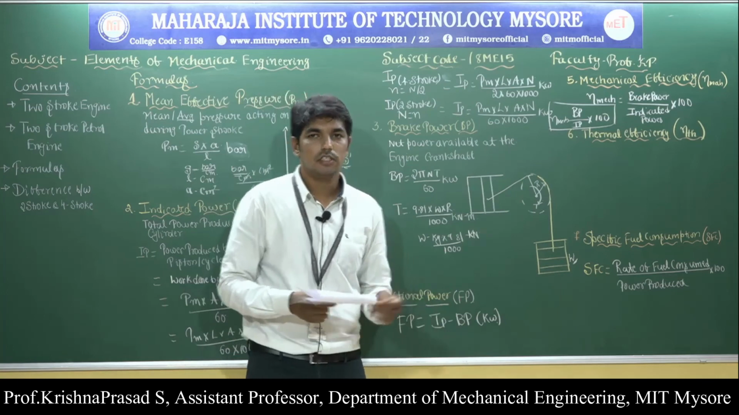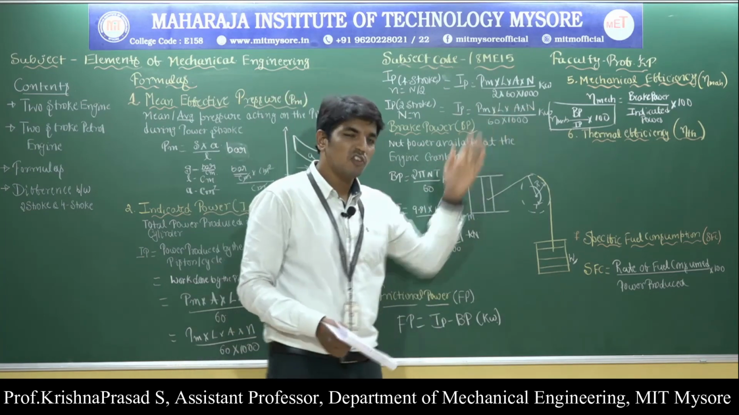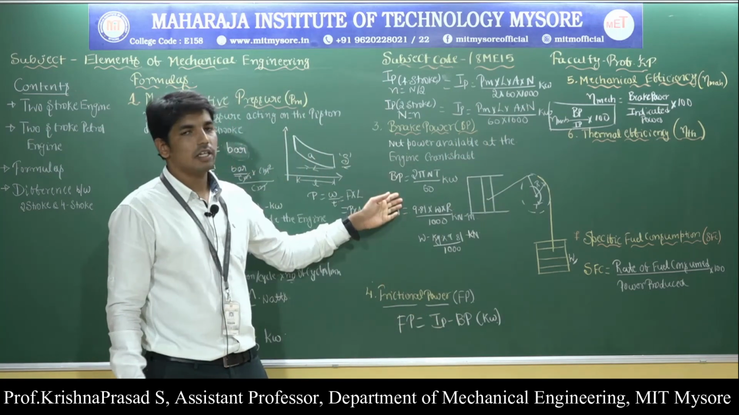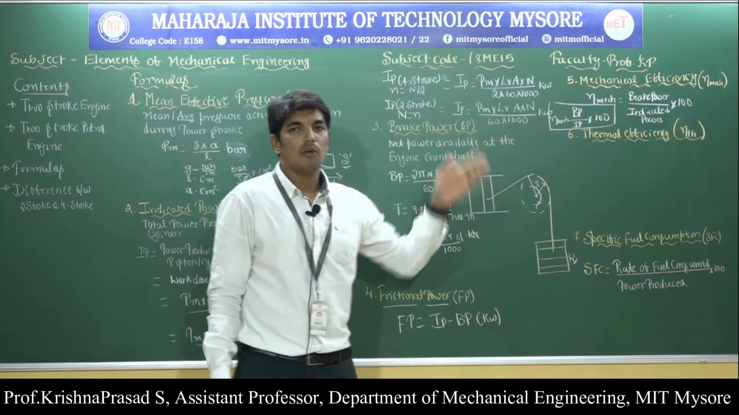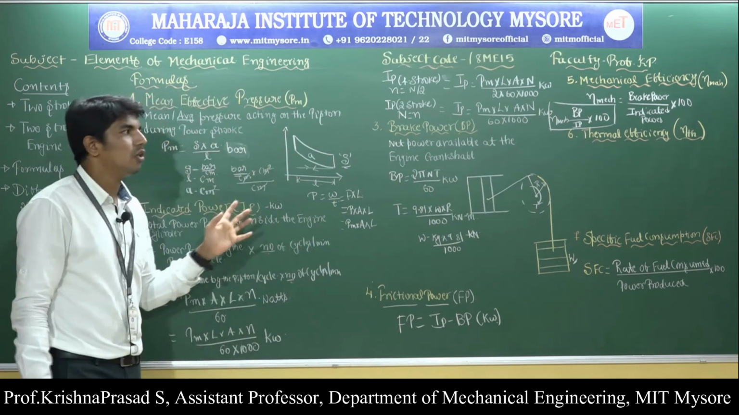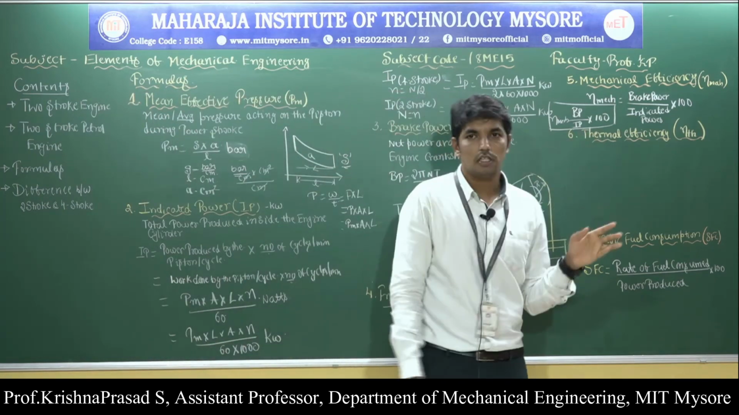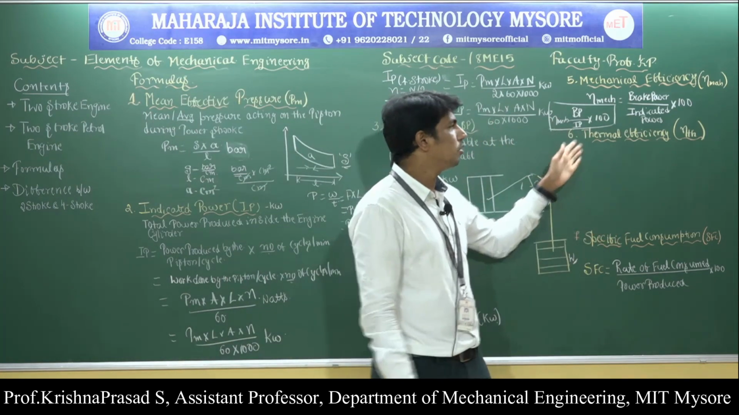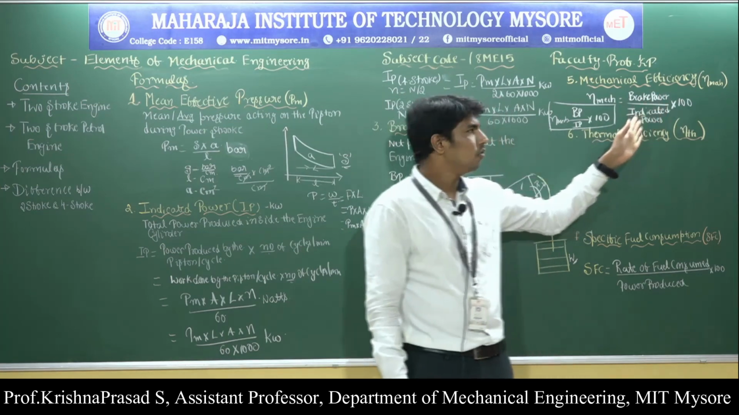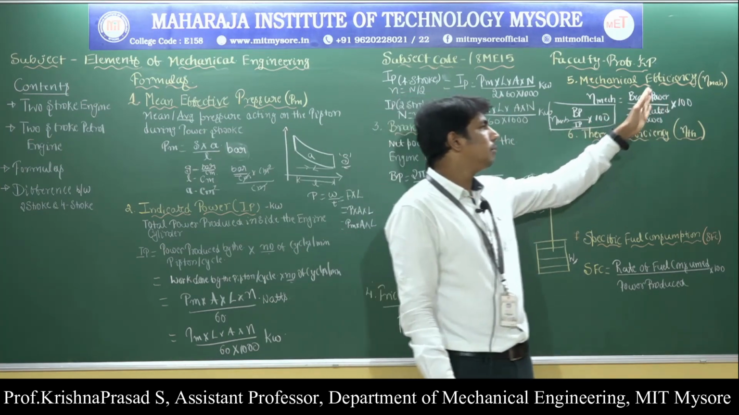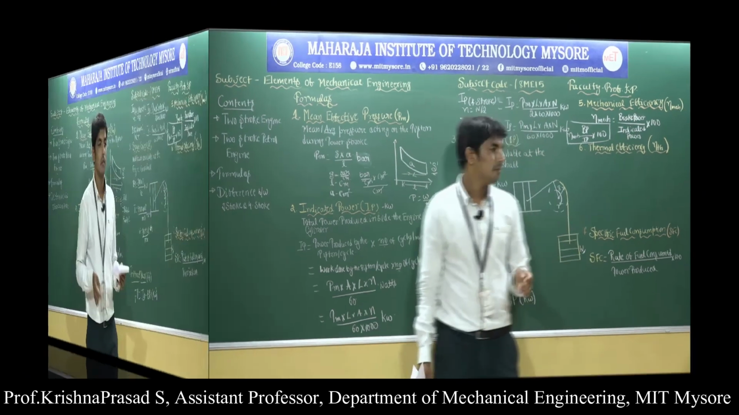Mechanical efficiency is nothing but how much power is available at the engine crankshaft relative to how much power is developed due to the combustion of the fuel. The mechanical efficiency does not have any unit because kilowatt and kilowatt cancel out. Therefore, mechanical efficiency is nothing but brake power by indicated power.